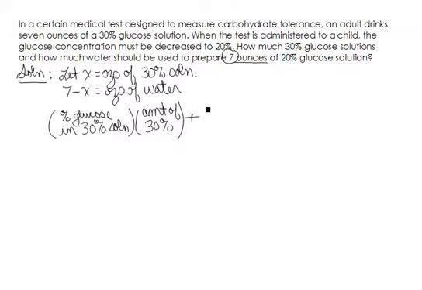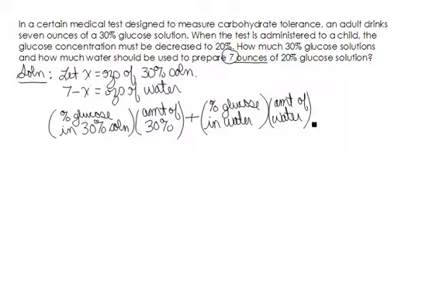We're going to be adding to that water, but we do the same pieces. We want the percent glucose in water times the amount of water. And that should then equal the percent glucose that we want, namely in our 20% solution, times the amount that we want of our 20% solution.